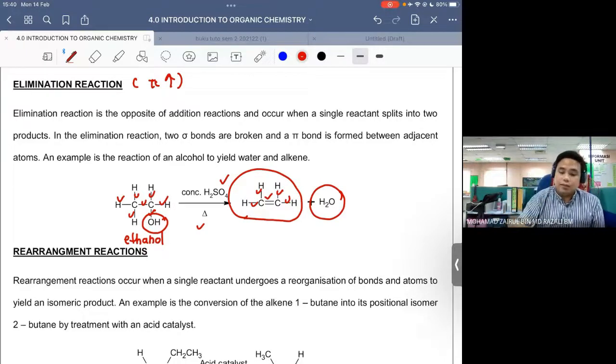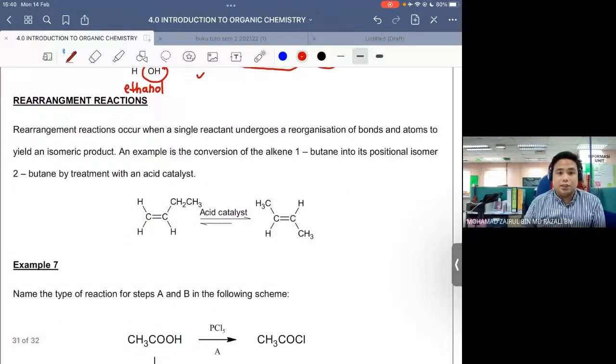Okay. And the last type of reaction yang kita ada adalah rearrangement. Okay, rearrangement ni macam saya cakap tadi. It occur when a single reactant undergo reorganization of bond ataupun atom, untuk form isomeric product. Isomeric product tu maksudnya produk yang ada different connectivity but they have the same molecular formula.